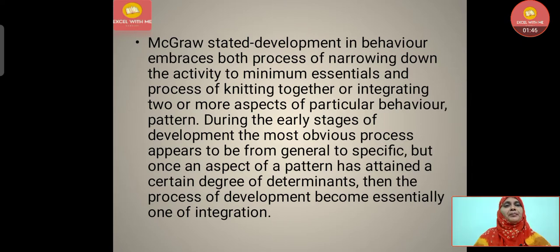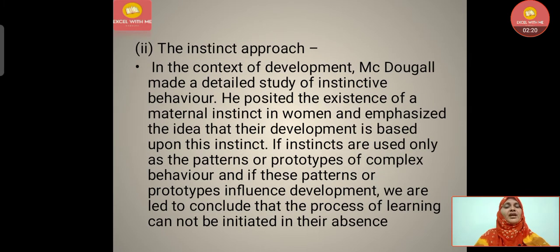McGraw stated that development in behavior embraces both the process of narrowing down the activity to minimum essentials and the process of knitting together or integrating two or more aspects of a particular behavior pattern. During the early stages of development, the most obvious process appears to be from general to specific. But once an aspect of a pattern has attained a certain degree of determinants, then the process of development becomes essentially one of integration.